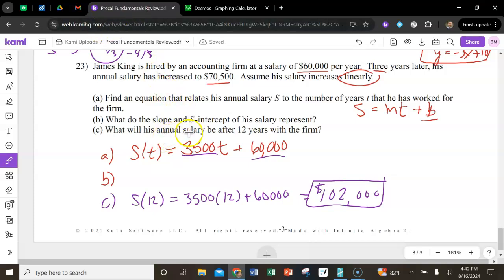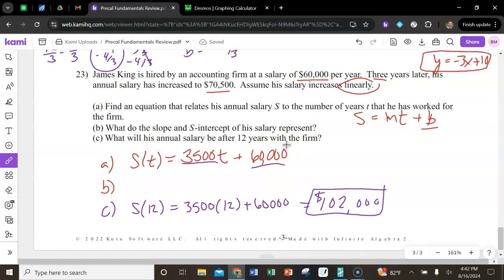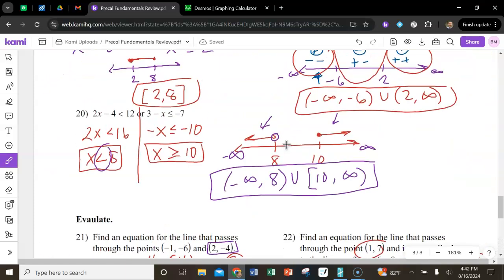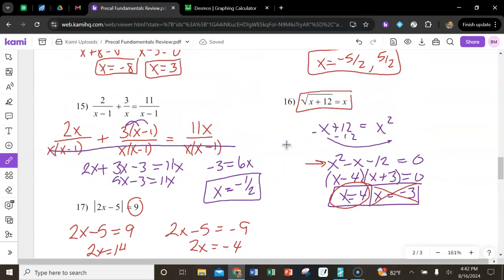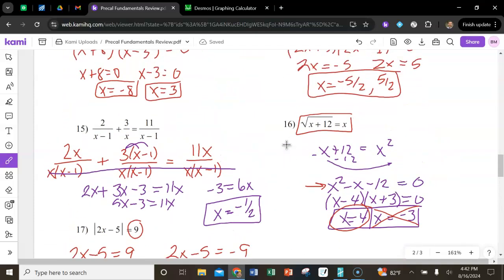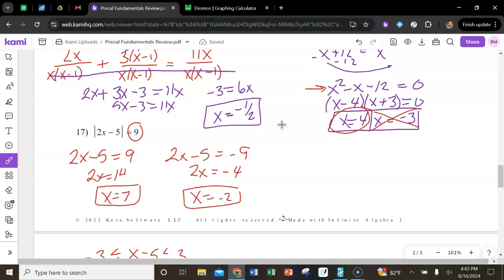You could have a question where instead of after 12 years, it could say if his salary is $102,000, how many years has he been with the firm? In which case you would set this equal to $102,000 and solve for time, and you would find that would be 12. Okay, so a lot of stuff there in the second video: lines, inequalities, equations. That sounds like it's not a whole lot, but there are lots of different kinds of equations and inequalities that you do need to make sure you understand how to go about each one of those.